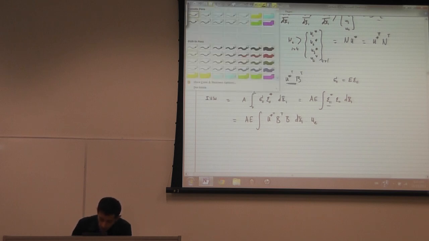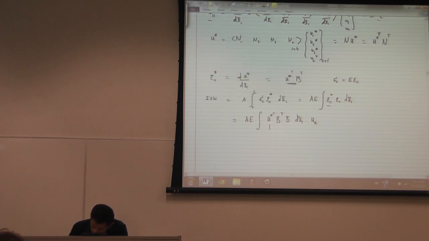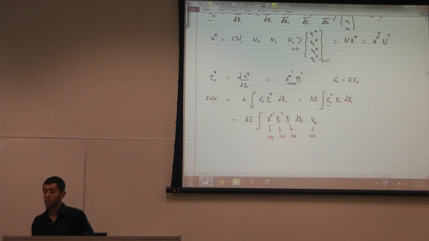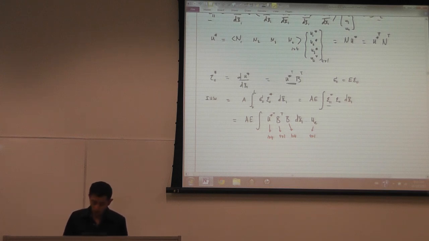I'm just going to write it here so that you don't forget. This is 1 by 4, this is 4 by 1, this is 1 by 4, this is 4 by 1. So at the end, you get 1 by 1, which is just a number: sigma 1 multiplied by epsilon 1 star.